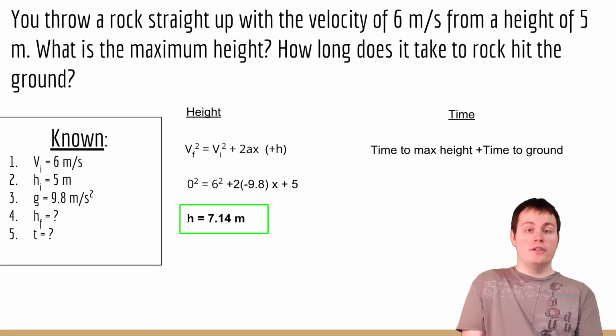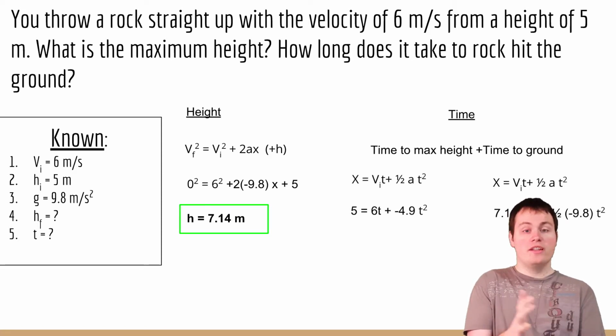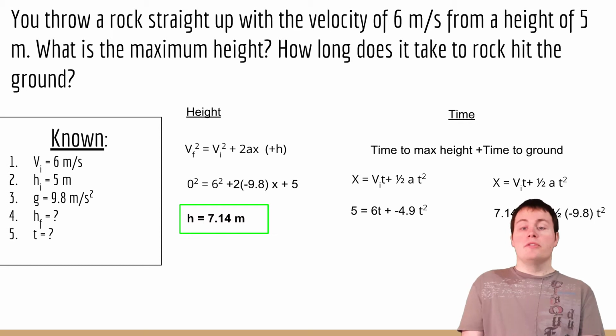After that, all you do is break it down. So the time to the maximum height: we use that simple formula, x is equal to initial velocity times time plus 1/2 at squared. We use it all the time, and we plug in what we know, and we solve for t, solve for time. Get time to the max height, and then you'll get the time to the ground.